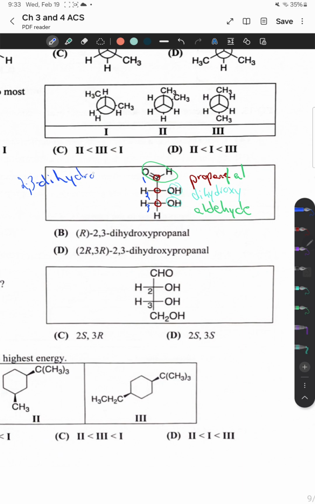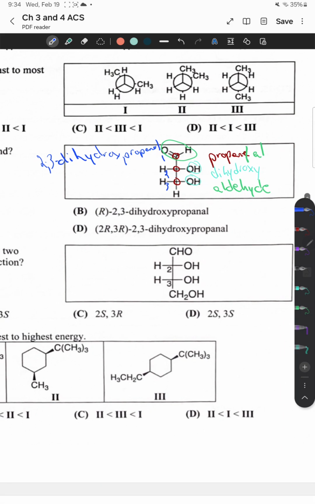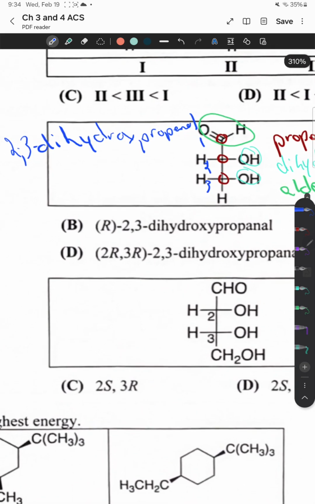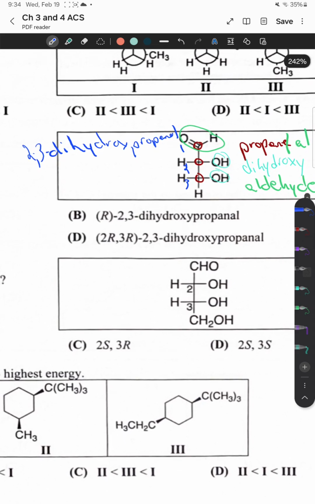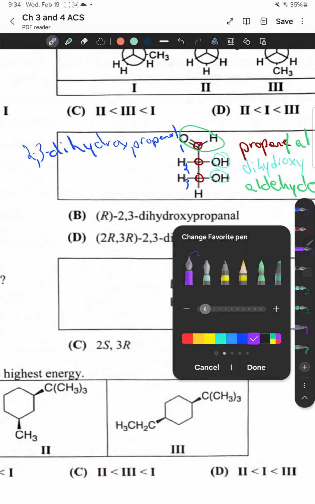dihydroxy, because that's telling us where the position of the hydroxides are. Propanol. And now we want to identify, is this R or S? First, let's see if there's any chiral centers.